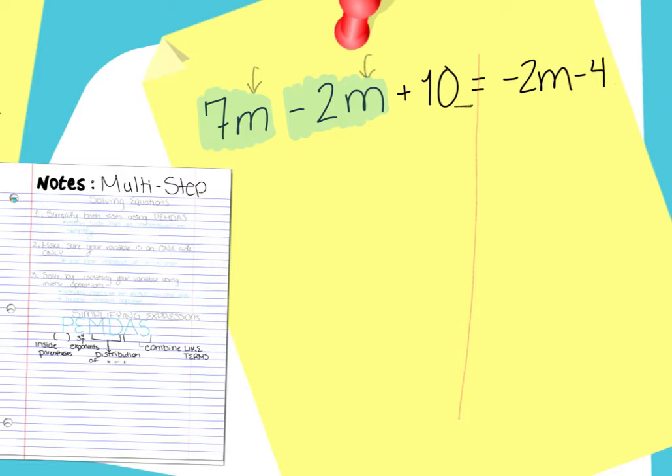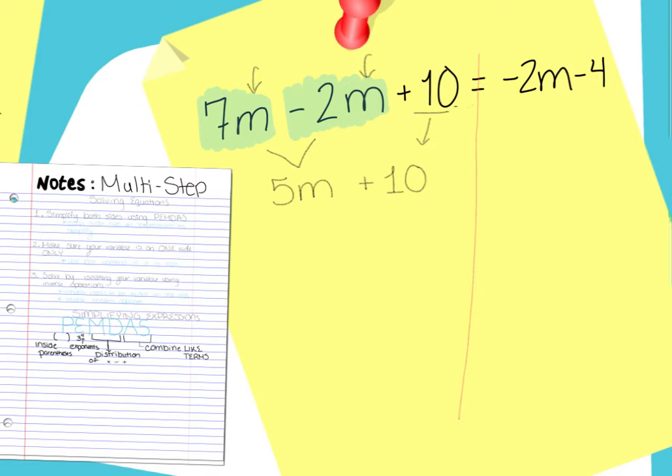And just so we're clear, they are like terms because they have the m. The fact that one is positive and one is negative does not matter. It's the fact that they both have an m. Okay, so go ahead and do what it tells you. 7 minus 2 will be 5. And make sure that you keep the m with it. So your answer there would be 5m. Whatever we didn't touch, just bring it down, so that plus 10 just comes down.